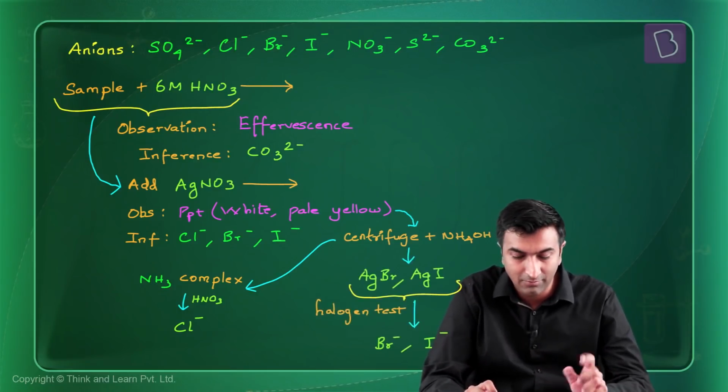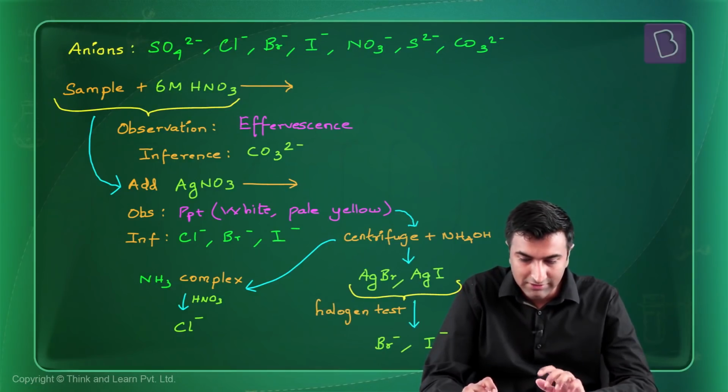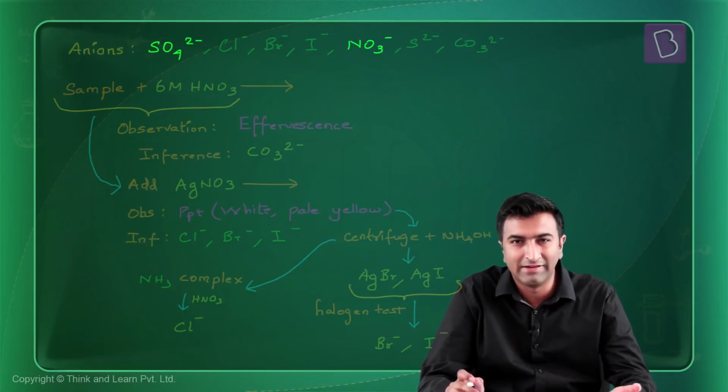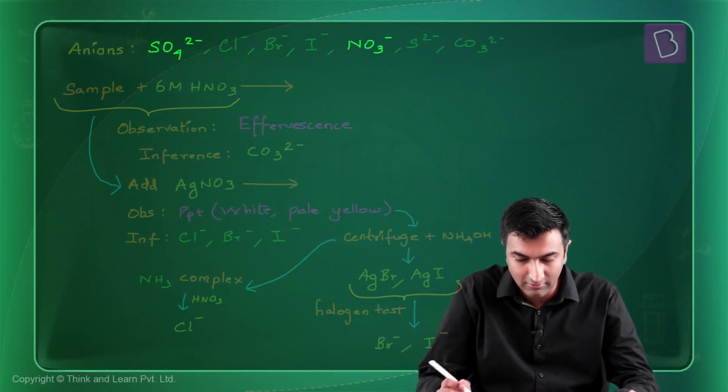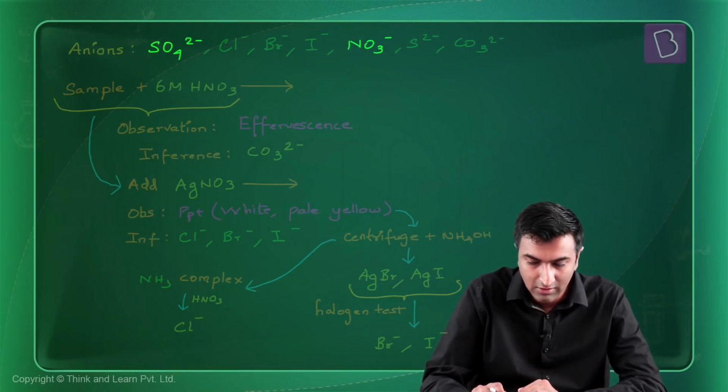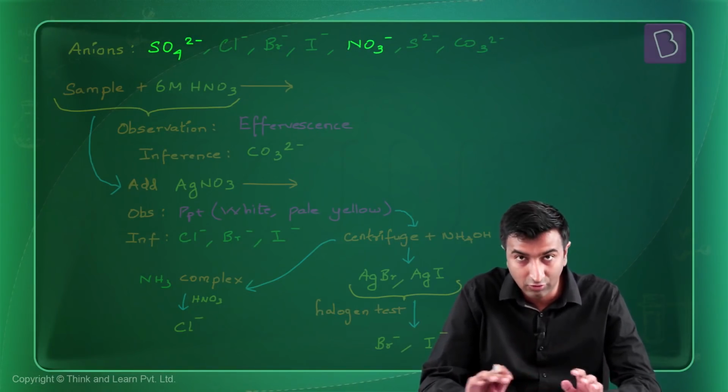There are some confirmatory tests for Br and I. So what's left now? We've removed the halogens, so we have NO3- and SO4 2-. Obviously, NO3- is not going to be affected when you add AgNO3, and SO4 2- also remains in the solution. There are confirmatory tests for both of these.